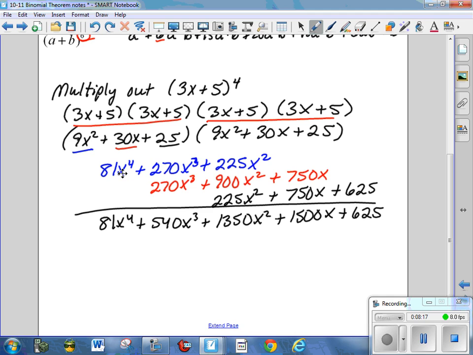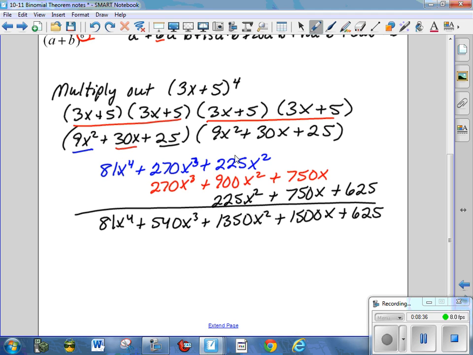So that gives me the 81x to the 4th plus 270x cubed plus 225x squared. Then I'm going to multiply 30x times everything in the second trinomial, which gives me all the red terms. Then I'm going to multiply 25 times everything here, which gives me all the black terms. Notice that I've lined them up.